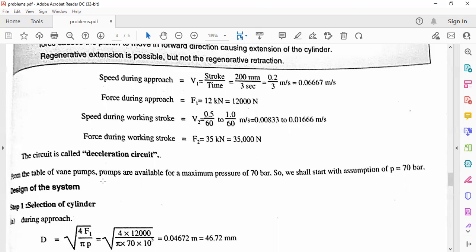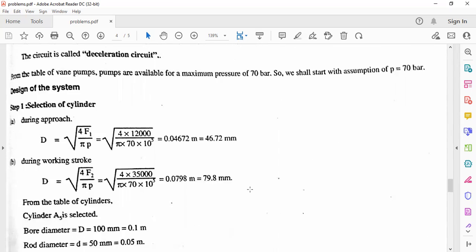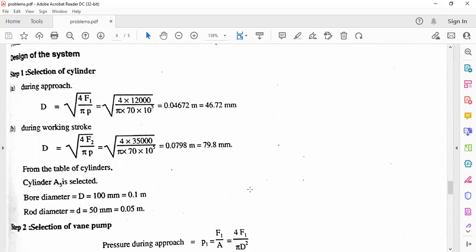From the table, pumps are available for a maximum pressure of 70 bar. So we shall start with the assumption of P equals 70 bar. Design of the system. Step 1: selection of cylinder.